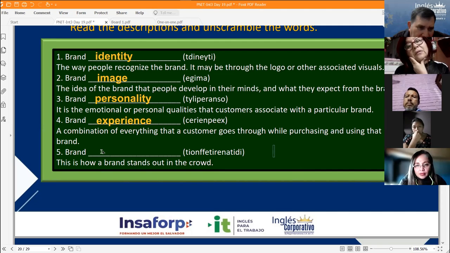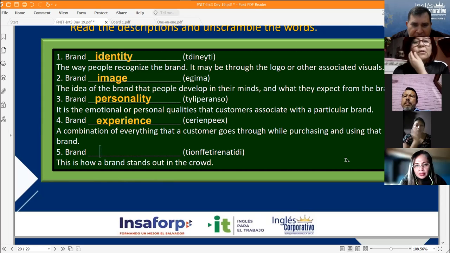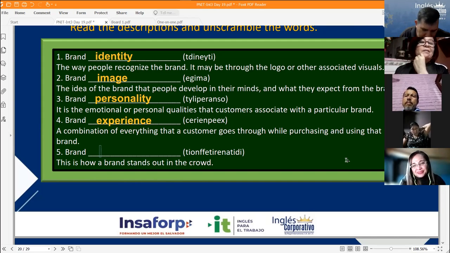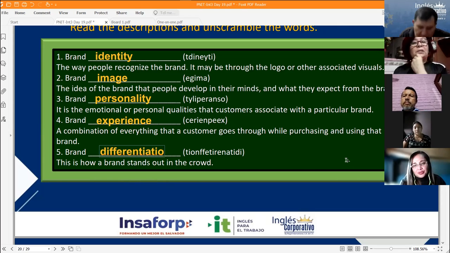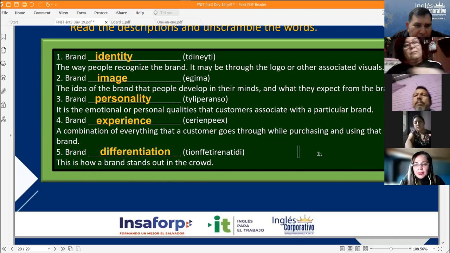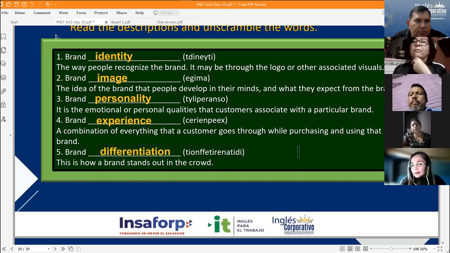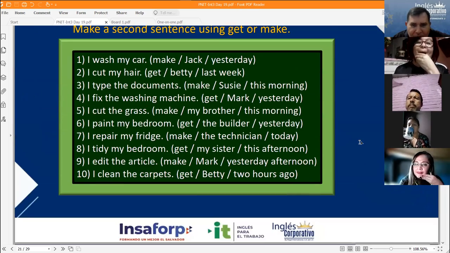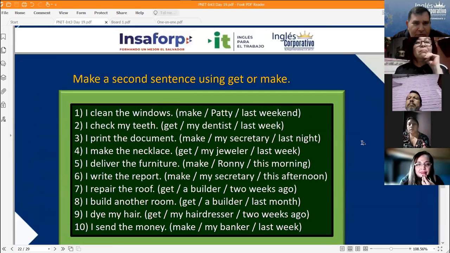And the last one, brand differentiation. This is how a brand stands out in the crowd. All right. Okie dokie. Here we have this one is done. Now you're going to do these two in the group. Only two, my pequeñitos.